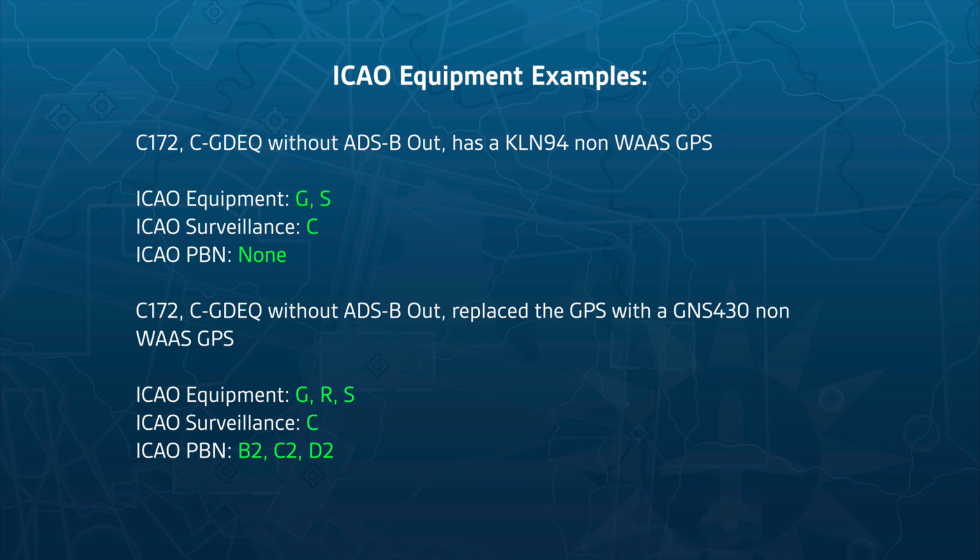And just looking at that, that's an RNAV 5 GNSS system, an RNAV 2 GNSS system, and an RNAV 1 GNSS system. And that allows you to fly certain airways or certain GPS routes and certain approaches.